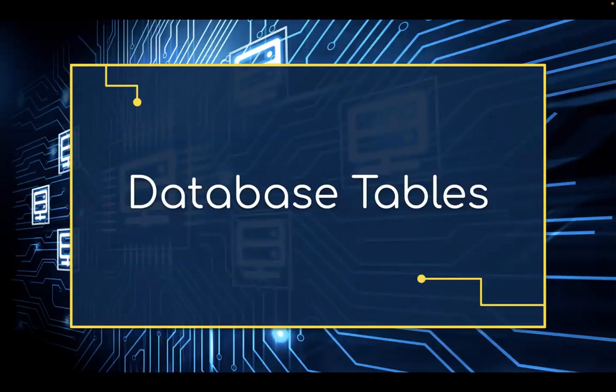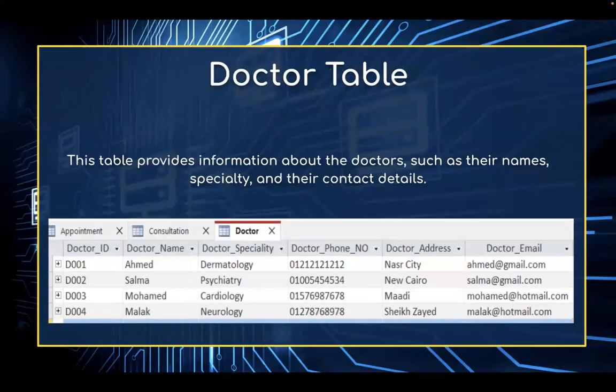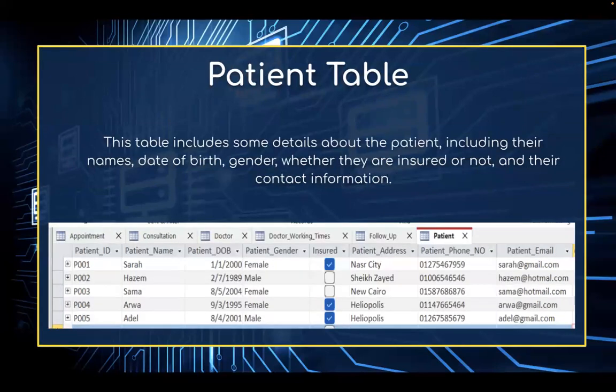Next, we have database tables, where we implemented them in Microsoft Access. Starting off with the doctor table, where the table provides information about the doctors, such as the doctor ID, their name, and each specialty, and their contact details. Then the patient table, where it includes details about the patient, including the patient name, date of birth, and also contact information, as well as a checkbox for if they are insured or not.